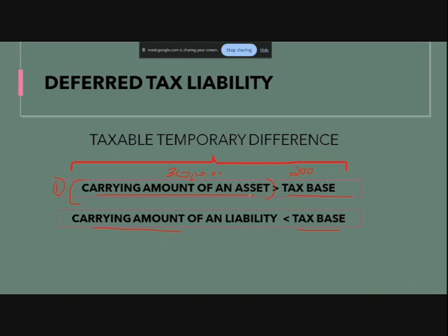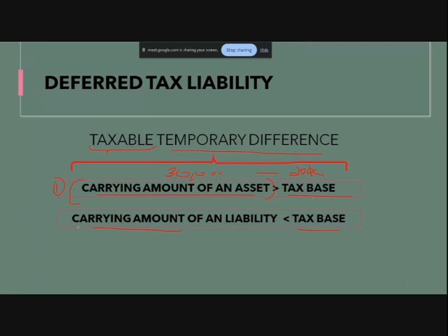So any difference between these two can give rise to a temporary difference, between the carrying amount of an asset and the tax base. If the carrying amount of an asset is greater than the tax base, then it is a taxable temporary difference. That means we will have to pay tax on that difference. In this case, the difference will be 10,000, right? Because the carrying amount of the asset in our books is greater by $10,000 when compared to the tax base. So for that $10,000, we will have to pay tax.